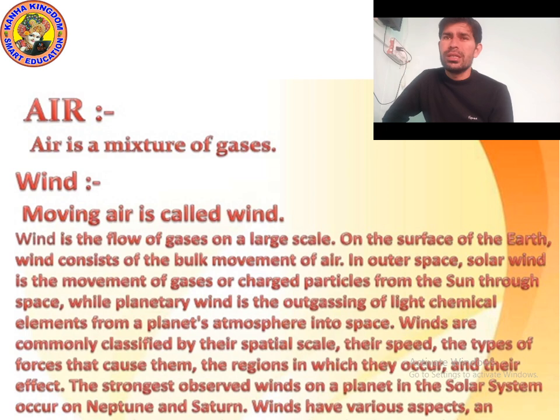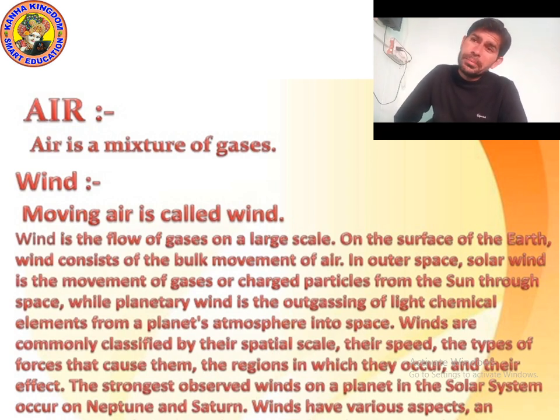The strongest observed wind on a planet in the solar system occurs on Neptune and Saturn. Remember, kids, it means on Neptune and Saturn the wind is very strong.